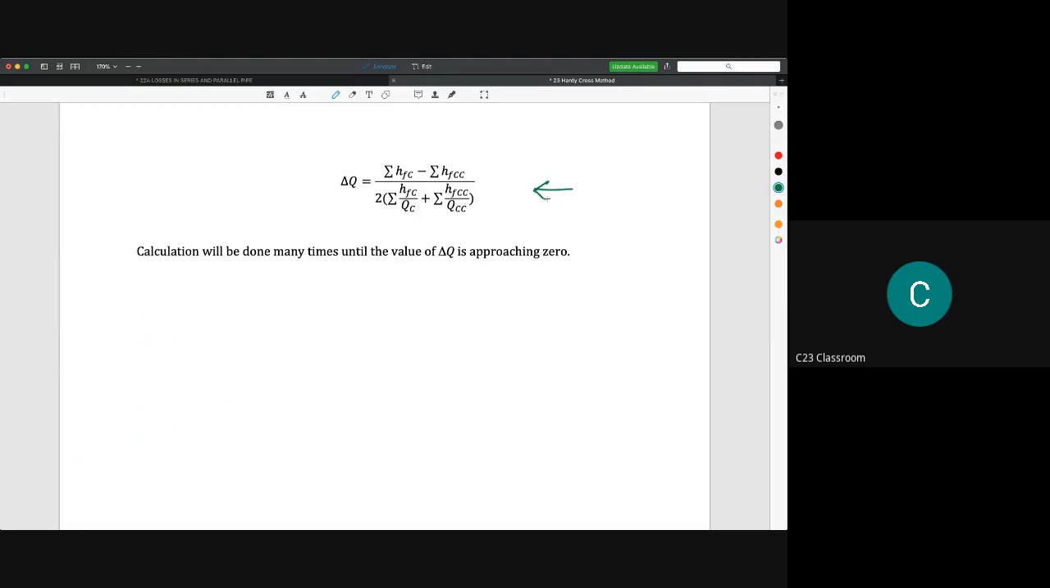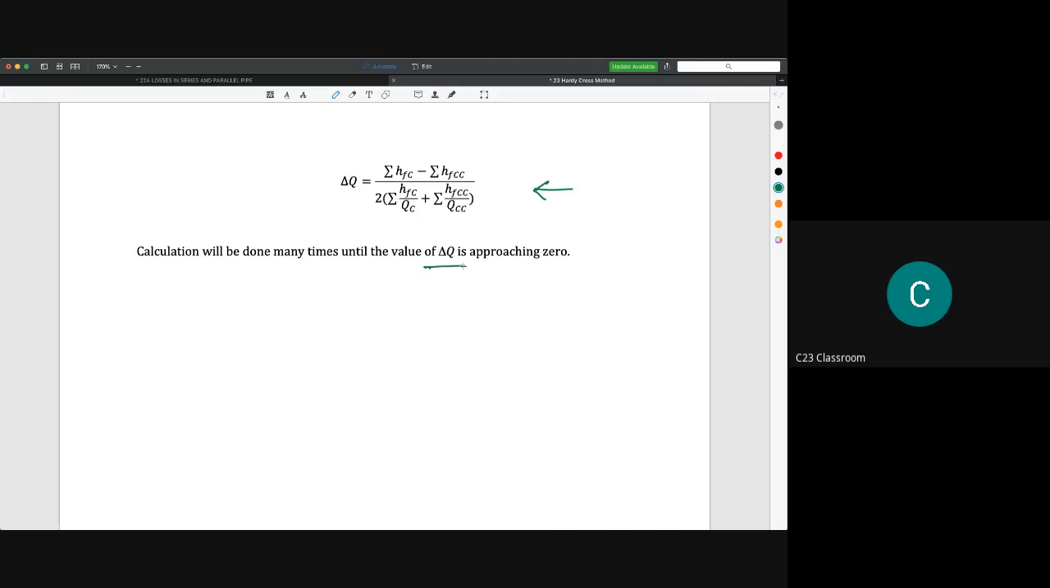So we want to discuss the delta Q here. The delta Q is the difference of your calculation between clockwise and counterclockwise. So the delta Q is not the final answer. The final answer is the flow rate. Delta Q is actually the difference of flow rate from pipe A and pipe B, for example. So that's not the final answer. I will show you in the example, but the idea is you need to use delta Q as the indicator, the indicator whether your calculation is good enough or you need to do the same calculation for the second time, or for the third time, and so on and so forth.